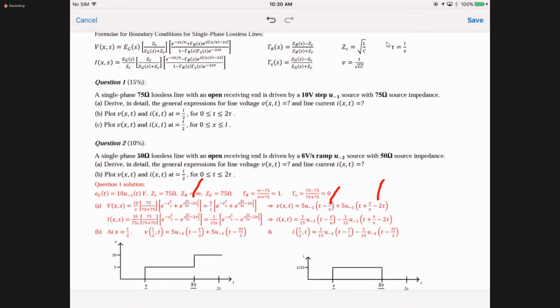Yeah, that's correct. Then you have a formula, and similarly you have a formula for the current. So you change it into here. Now you answer the second question: at x at the middle of the line, so you put x.